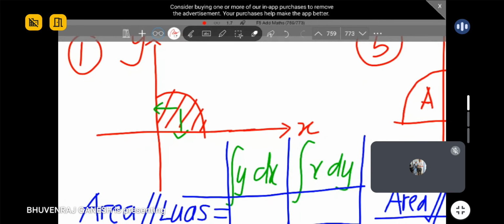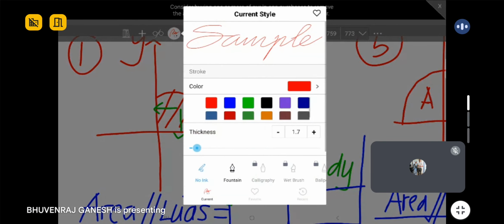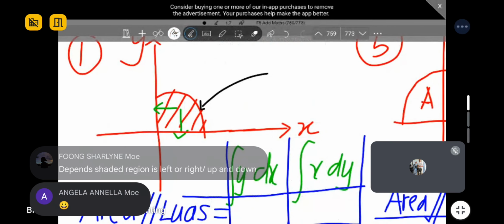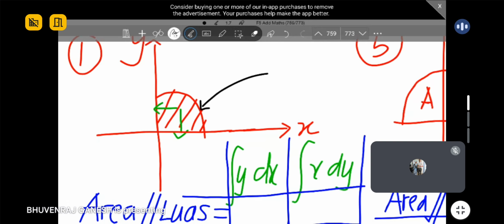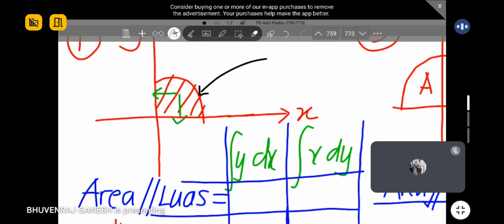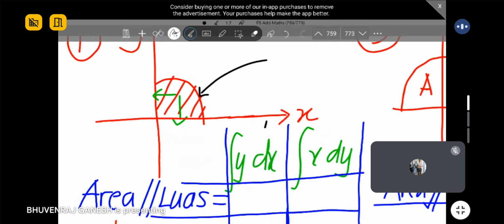Alright. Okay guys, so can you see this first graph? Cuba nampak graph yang pertama. Okay guys, can you see this region over here, the one I shaded over here? So can I ask you all, if I integrate towards the x-axis, kalau saya kamikan terhadap paksi x, can anyone tell me, will the area be positive or negative? Adakah luas saya positif atau negatif? For this one, the first one.